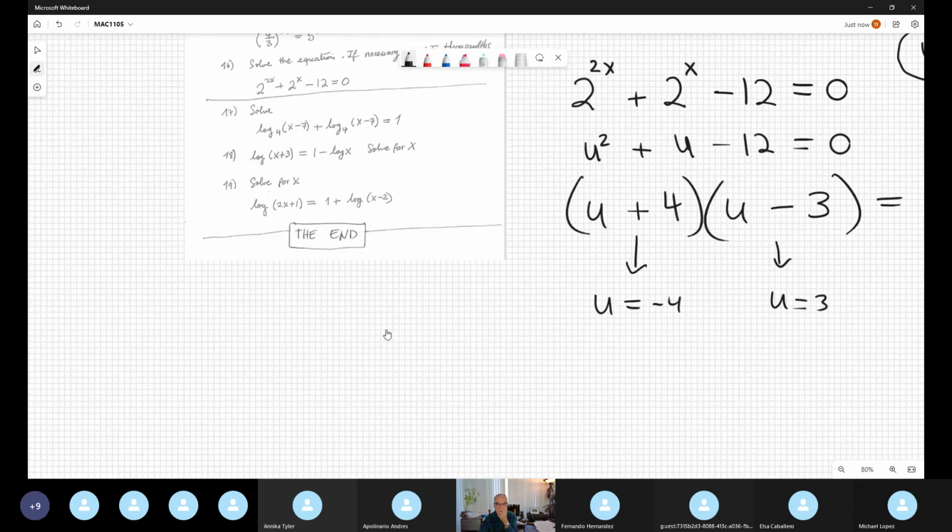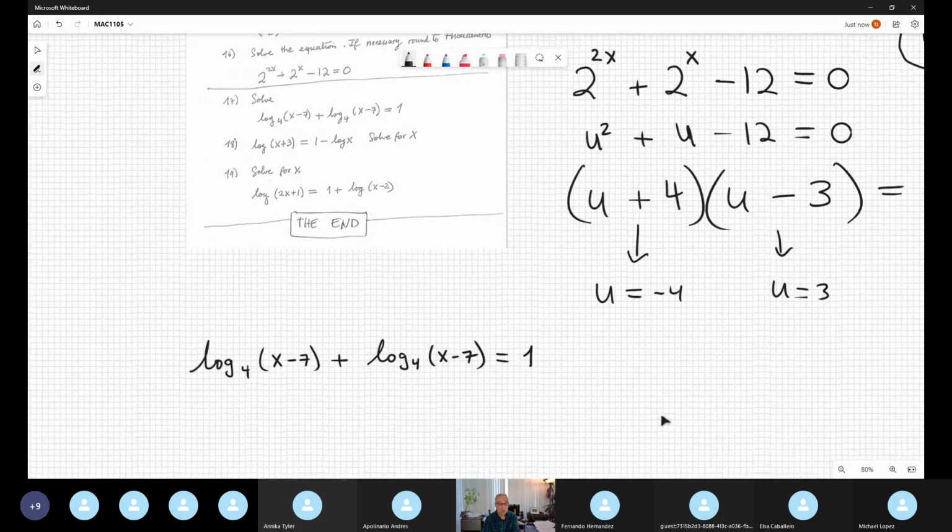17 is logarithmic. I want to copy here: logarithm base 4 of x minus 7, plus logarithm base 4 again of x minus 7. Wow, it's a coincidence. Equal 1. Well, there are many ways.